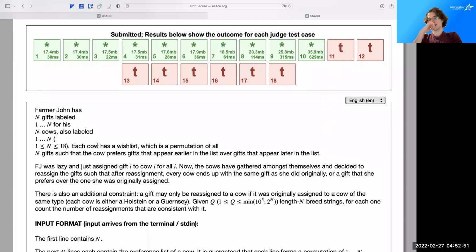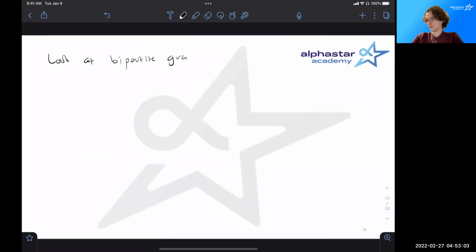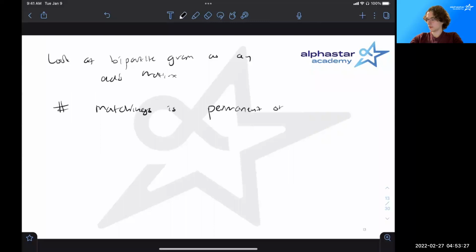I think I've heard a theorem like this: if you look at a bipartite graph as an incidence matrix, or just an adjacency matrix, the number of matchings is the permanent of, let's just say, A.